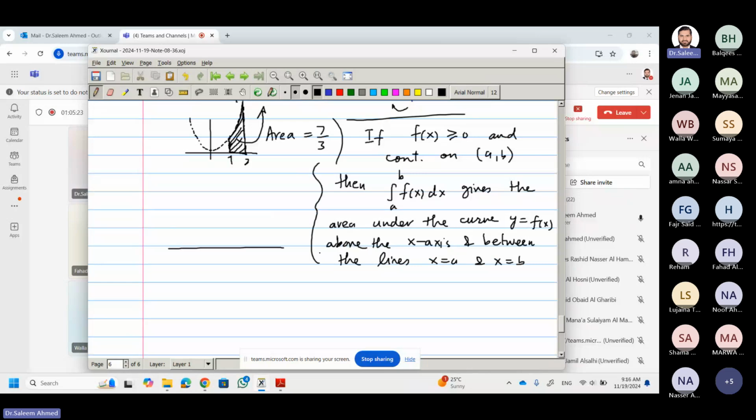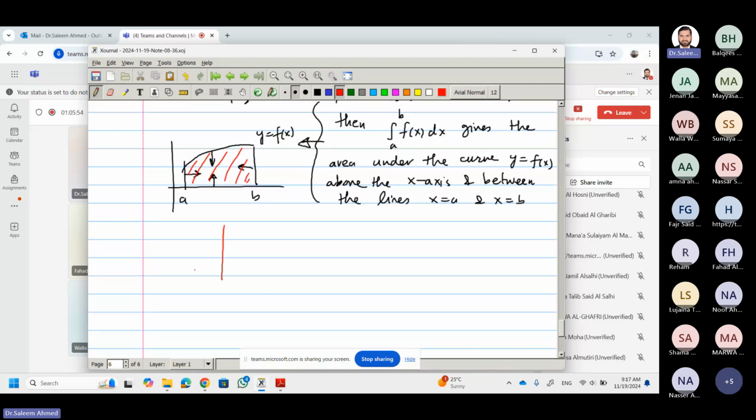So what does this mean? It means this gives you the area if your function is above x-axis. Then it gives you the area under the curve between the lines a and b, and above the x-axis. So when we say area under the curve, automatically it means we remain above the x-axis and between the interval a to b. So that is the area basically which you get from integration.